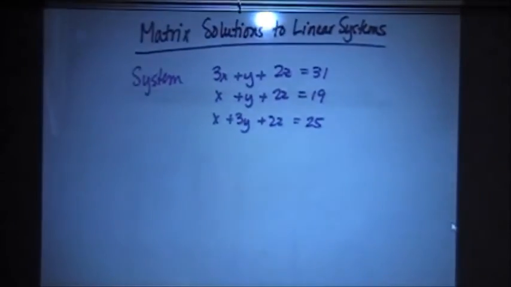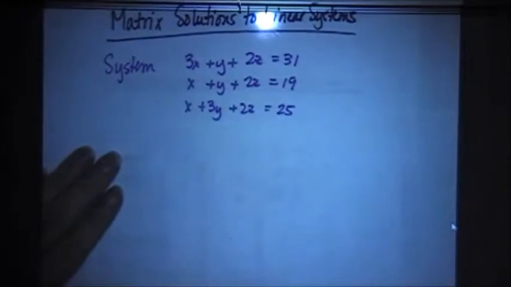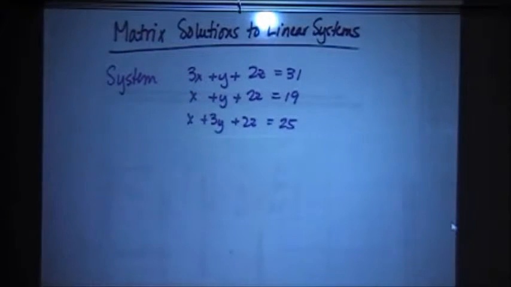This is matrix solutions to linear systems. So this is all matrices. So the very first thing that we're going to do is we're going to have a system of equations. So here's our system. And we're going to use that system and build a matrix. So we're going to build what's called an augmented matrix.